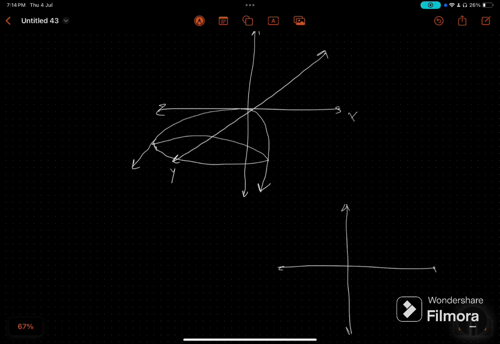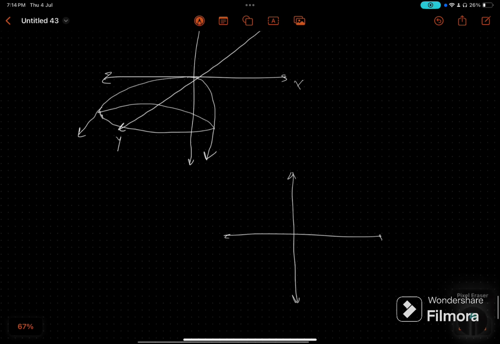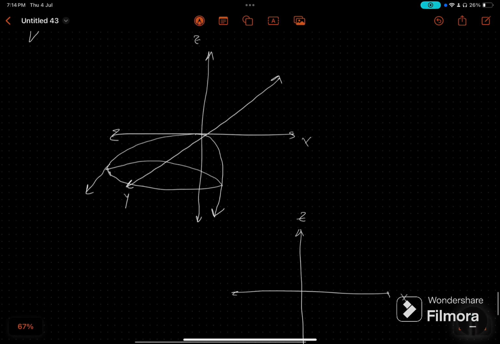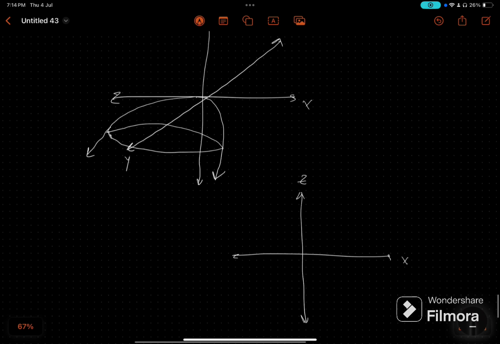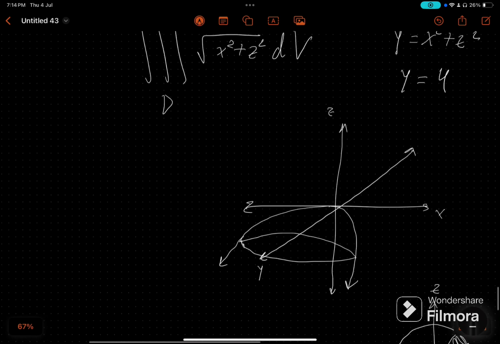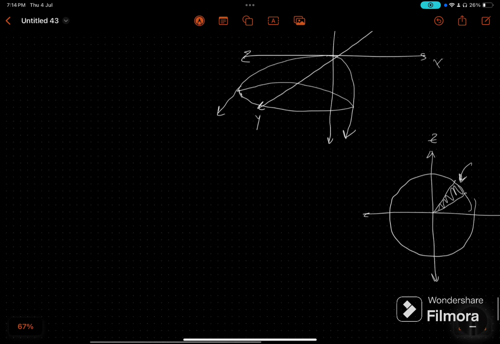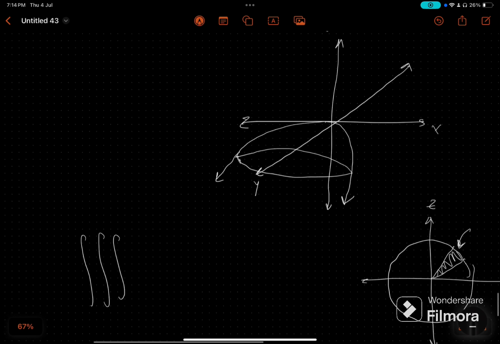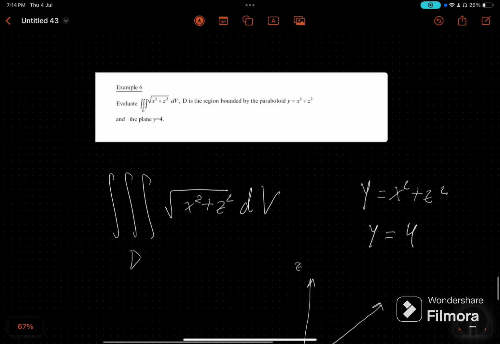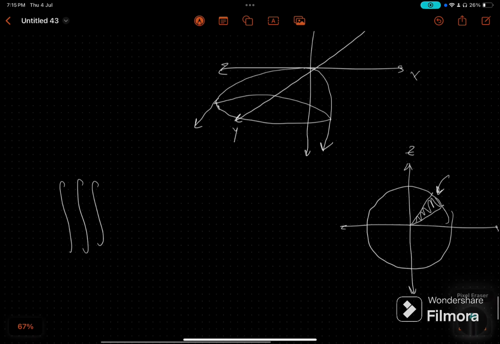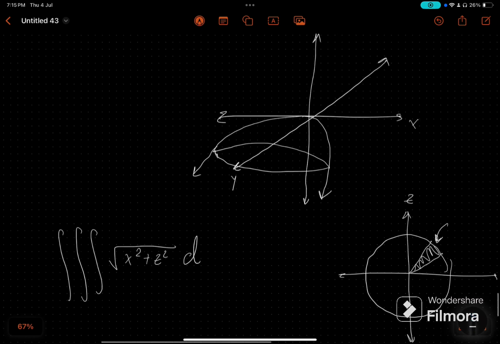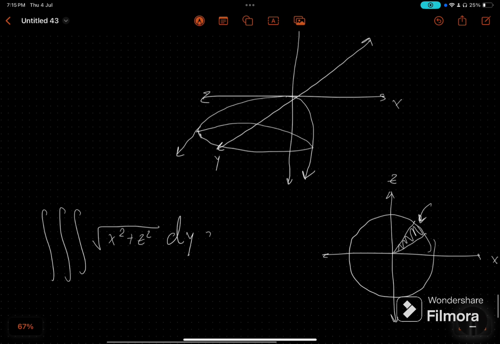Now let's do it not in the xy plane, let's do it in the xz plane. So this is the xz plane. In the xz plane, we're gonna have a circle. So that's helpful for us in order to convert to polar. We need that. This is our polar partition. Now let's take the integral of the square root of x squared plus z squared. Of course, now we're gonna do dy first, and then we're gonna do dA.